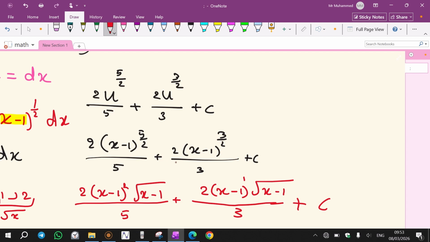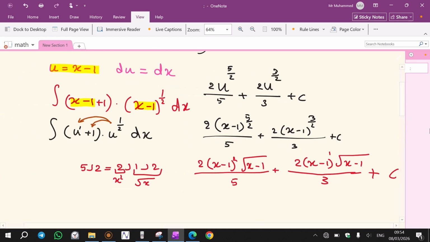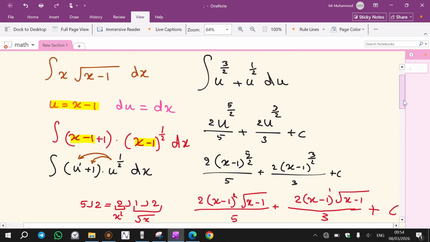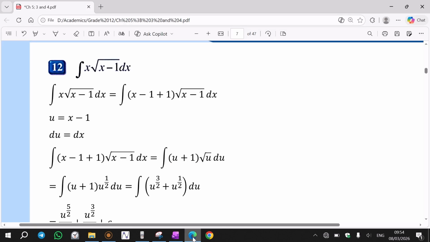This could be multiple choice, or the result in terms of u, or the integral in terms of u could be multiple choice. Now see the whole solution. Let's keep going.